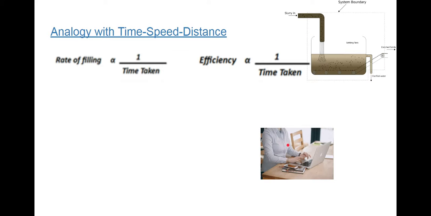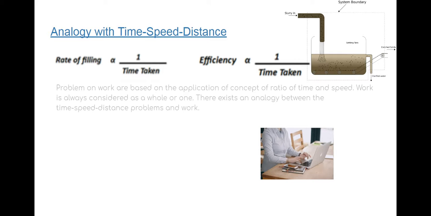Similarly, suppose I'm asking a person to type 1,000 words for me. The words he types per minute, the unit becomes per minute or per second, defines the efficiency. So the one who types 275 words per minute is more efficient than the one who types 250 words per minute. So the work is constant.